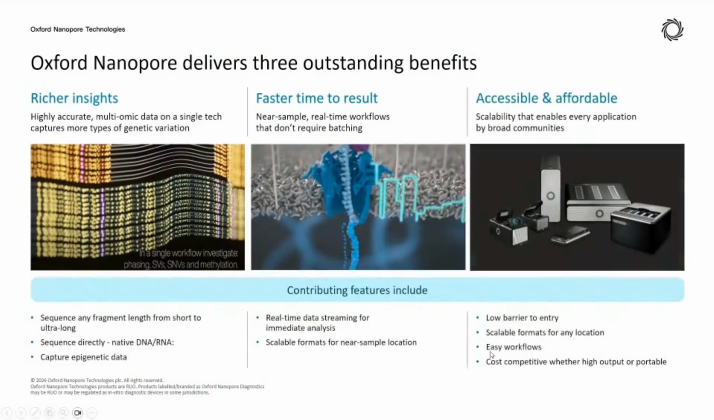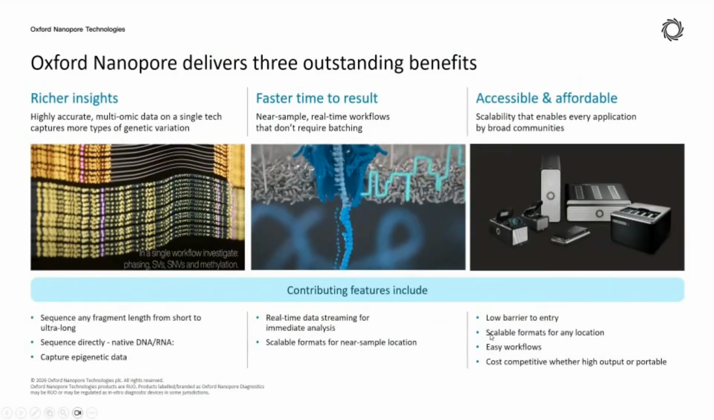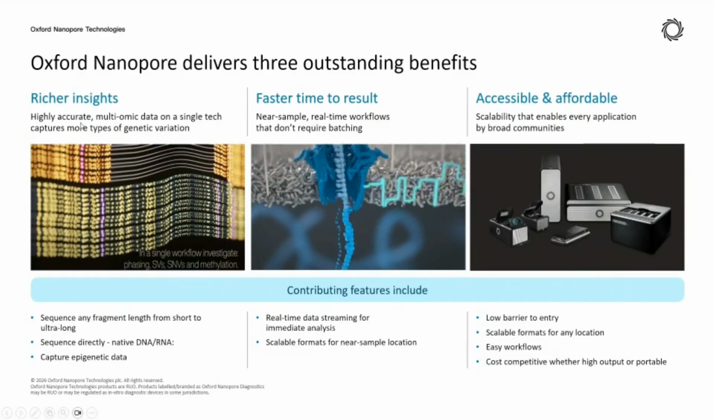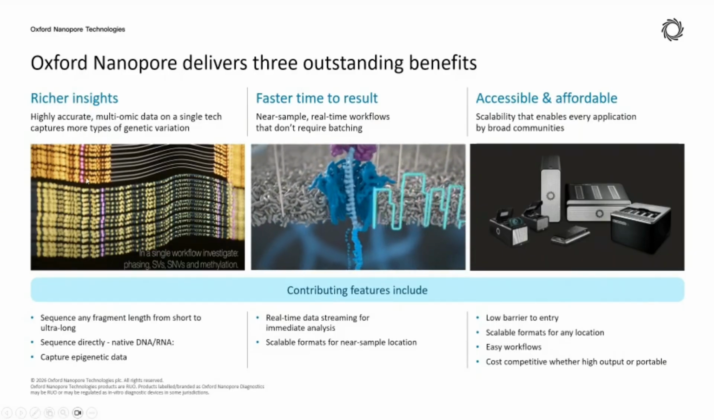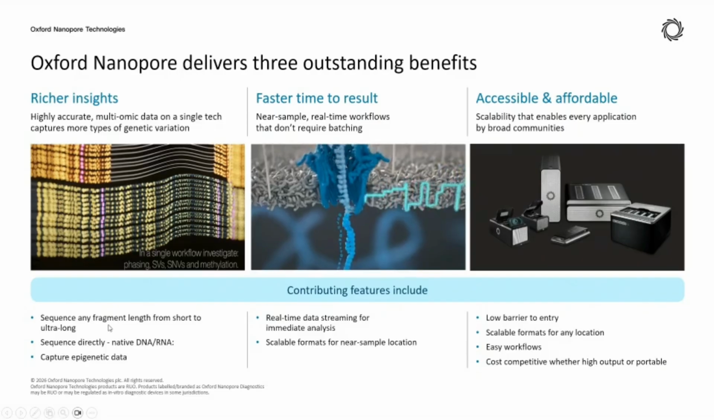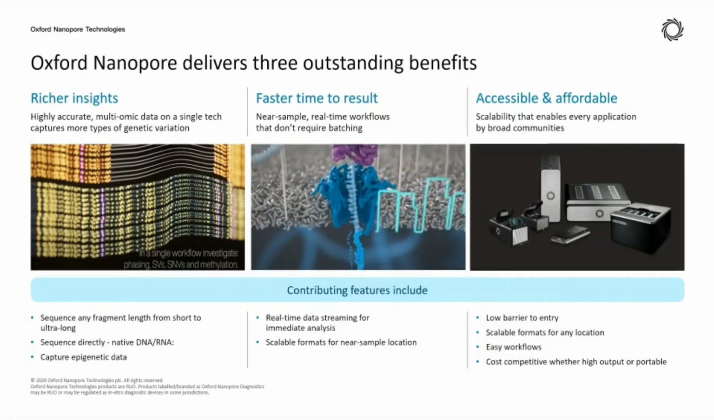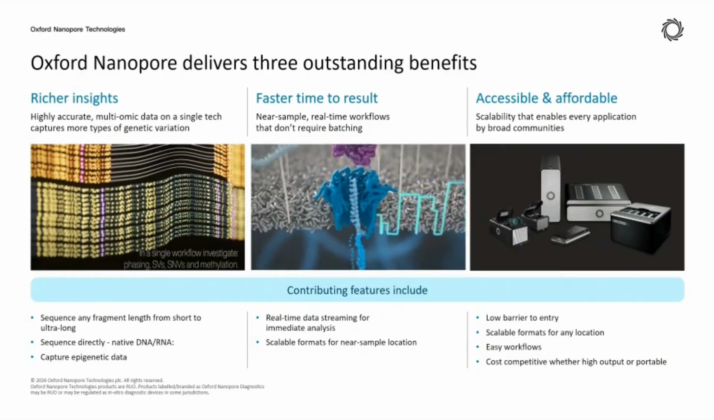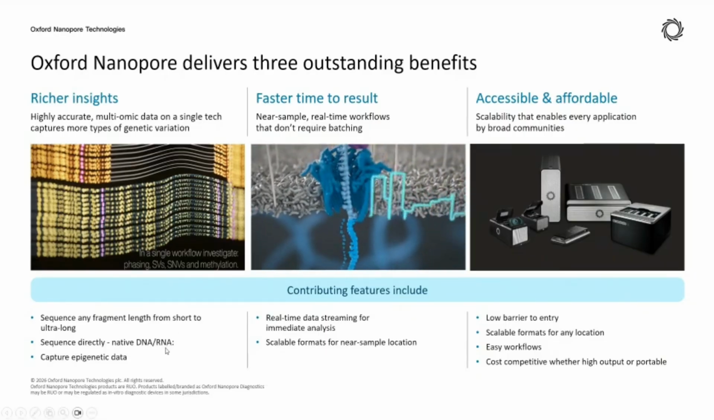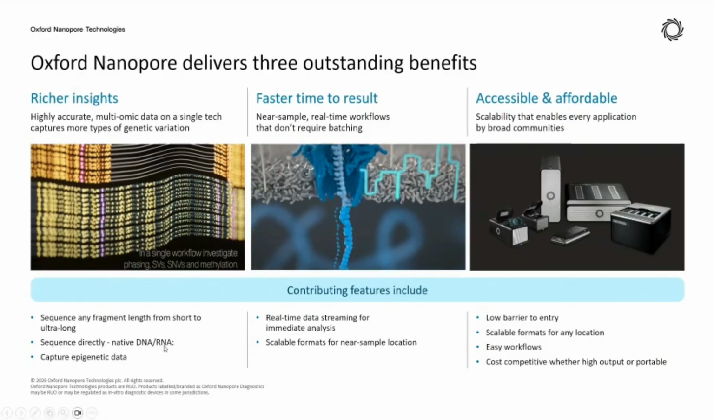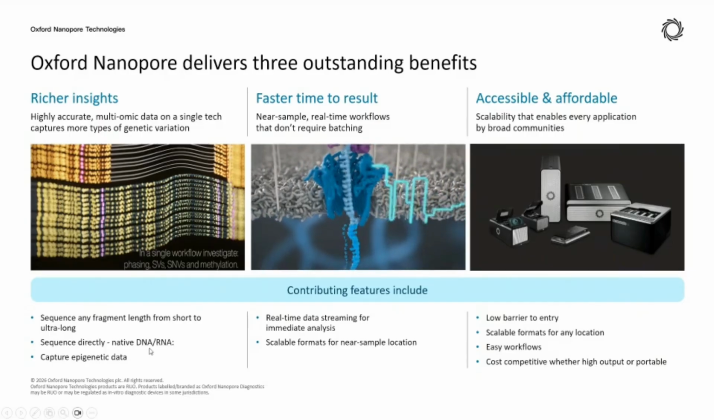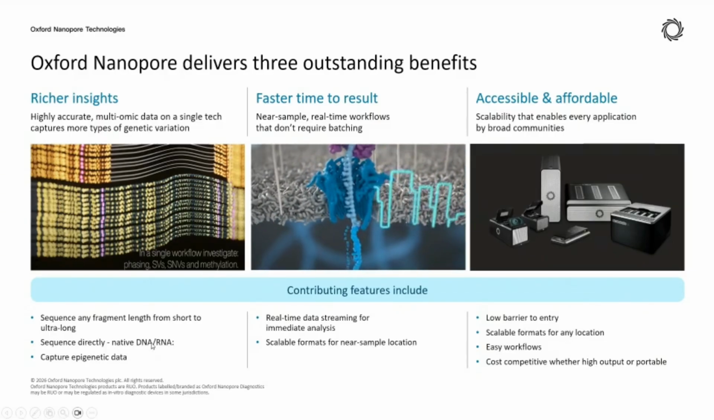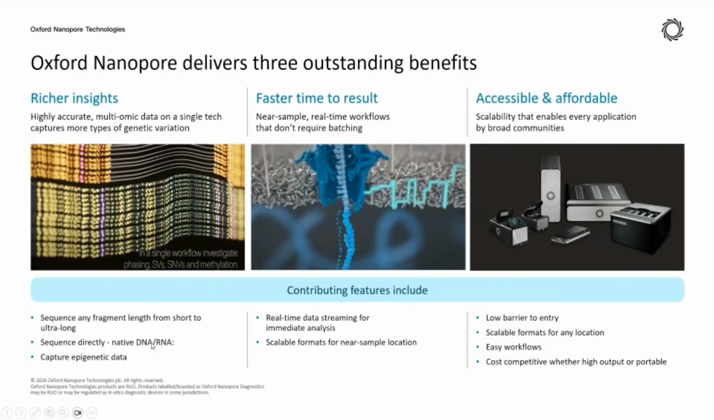So what are the benefits of using nanopore sequencing compared to other sequencing technologies? First, of course, it provides richer insights. Because it's measuring the DNA molecules at single molecule level, it is able to directly detect native DNA or RNA. So if the DNA molecules are methylated, we are also able to capture the epigenetic data from the same sequencing run.